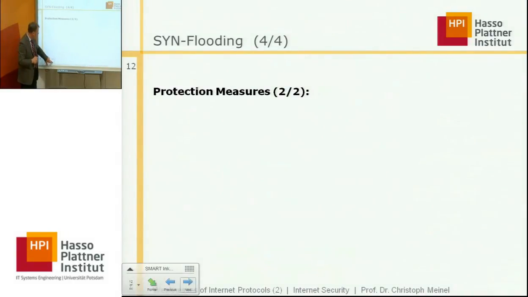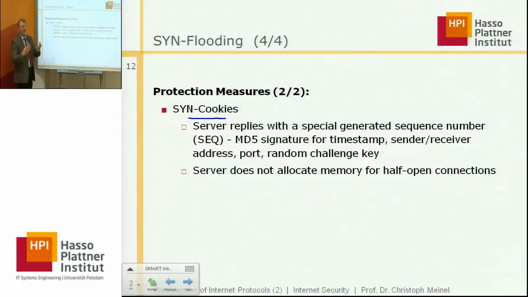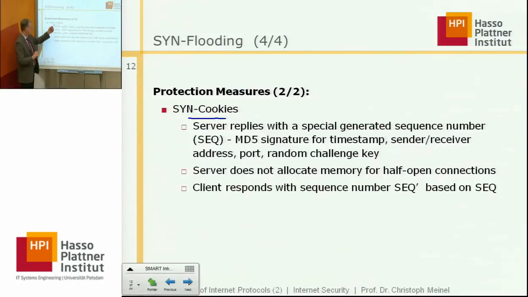There are more protection methods. One can work with SYN cookies. The idea is to avoid allocating resources just to remember the system that wants to establish a connection. In modern implementations, this is done by so-called SYN cookies. Here the server replies with a specially generated sequence number. It's an MD5 signature over the timestamp, the sender and receiver address, the port, and a random challenge key to identify the sender of this request later. So the server does not allocate memory for the half-open connections. It only sends the SYN cookie to the client.